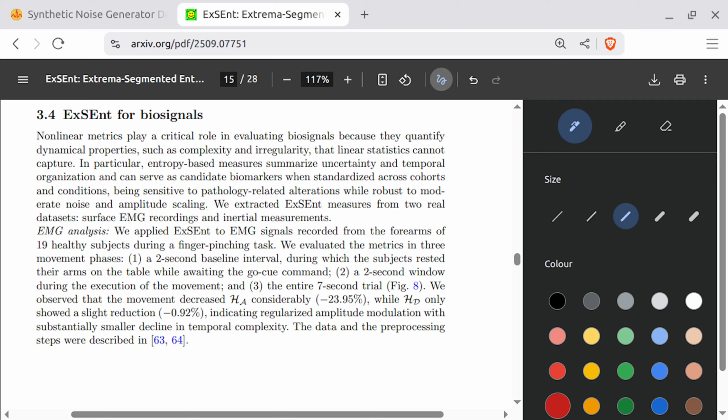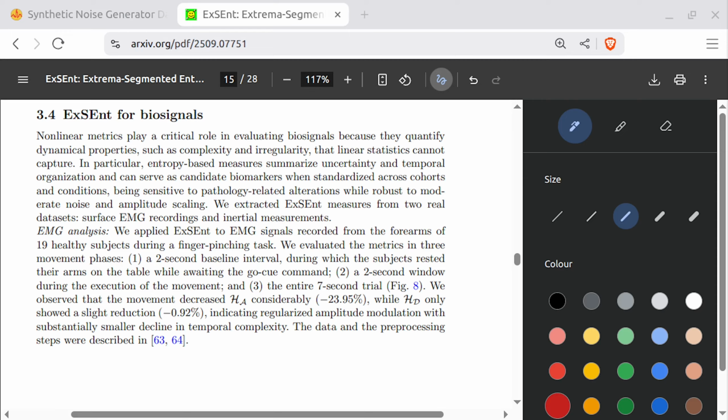Okay, so section 3.4 is about using a special mathematical tool called ExSEnt to study signals from living things, like humans. Imagine your body makes different kinds of signals. For example, when your muscles move, EMG, or when you shake, inertial measurements. These signals can be very complex, not always neat and regular. Linear statistics, which are simple math tools, often can't fully capture this complexity. ExSEnt is a more advanced tool that helps researchers understand the dynamical properties of these signals. This means it can measure things like how complex and unpredictable the signals are over time.